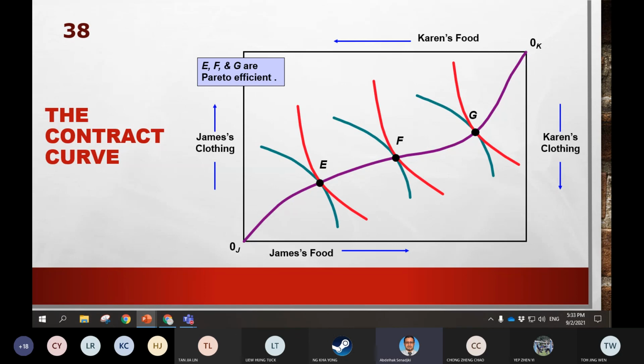So we say Karen is worse off because she has less food and less clothing at F than she has at E. So without making further comparison between James and Karen's preferences, we cannot compare allocations E and F. Here we simply know that both are efficient. In this scenario, Pareto efficiency is a modest goal, where it says that we should make all mutually beneficial exchanges, but it does not say which exchanges are the best.